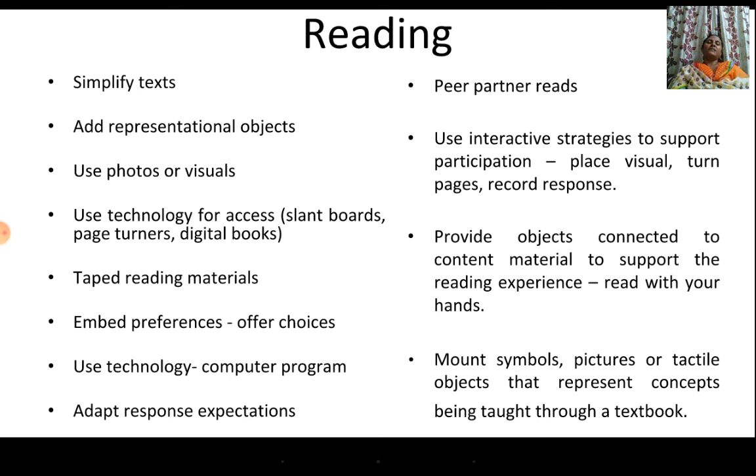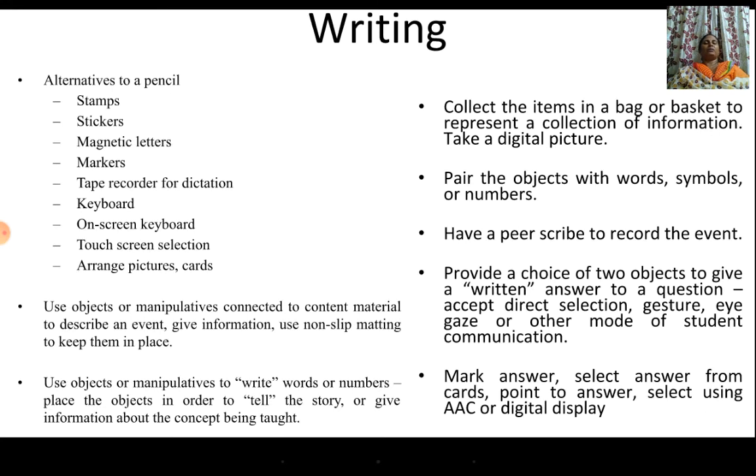Then objects can be connected to the content material to support the reading experience, that is making the child to keep finger on the line and making him to move so that it enables him for the reading without any mistake. Then mount symbols, pictures or tactile objects that represent concepts can be taught through textbook. So reading can be made simplified for a child with intellectual disability so that he develops interest towards reading.